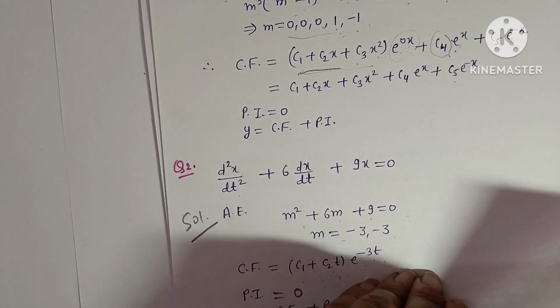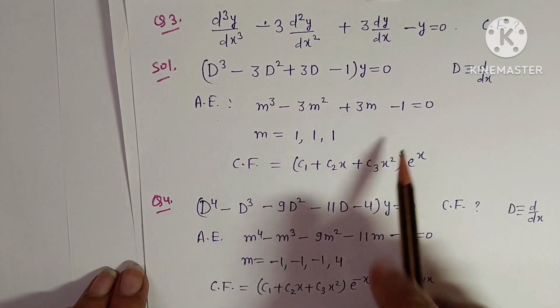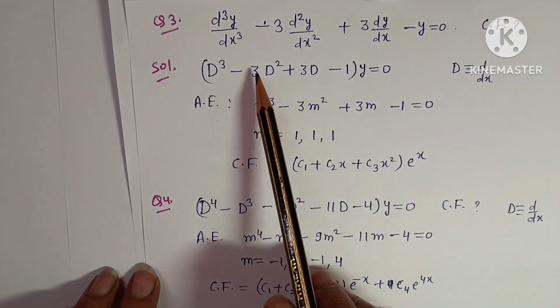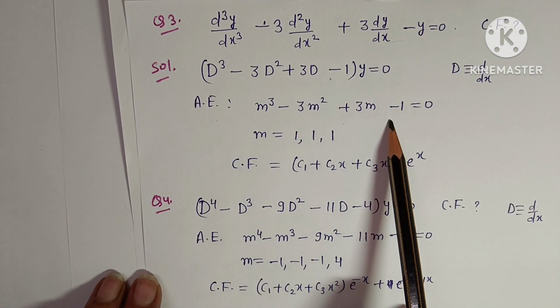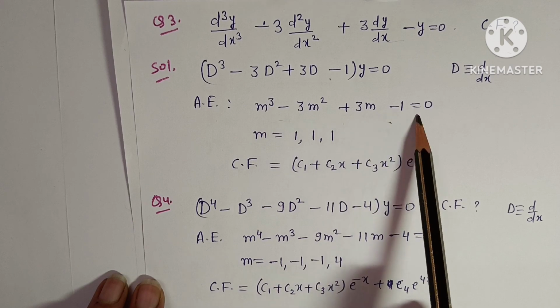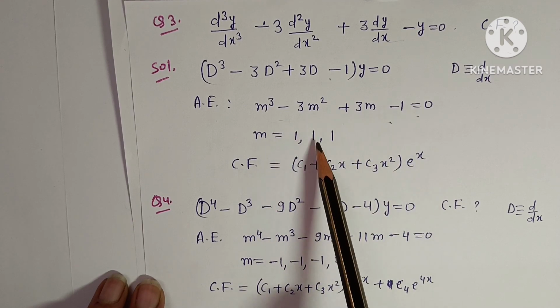So let's move to the third question. In the third question, you have to find only CF. So for CF, I have written this in terms of D. You can also write the auxiliary equation directly, no problem. Okay, so this is the auxiliary equation and its roots are 1, 1, 1.